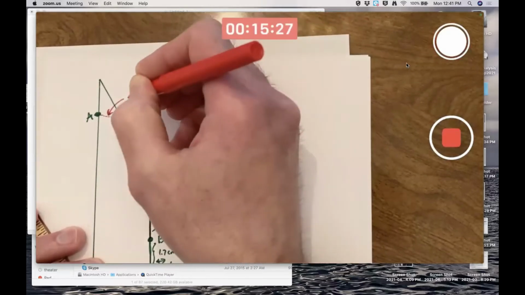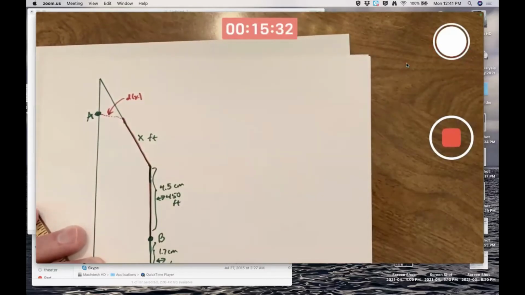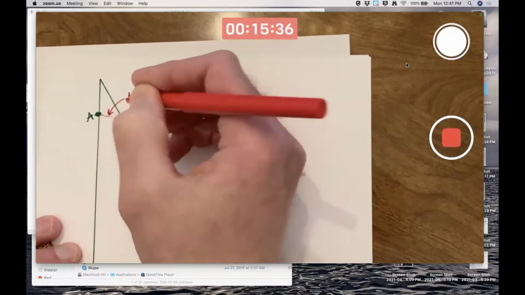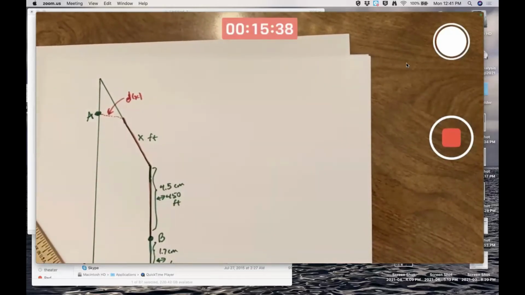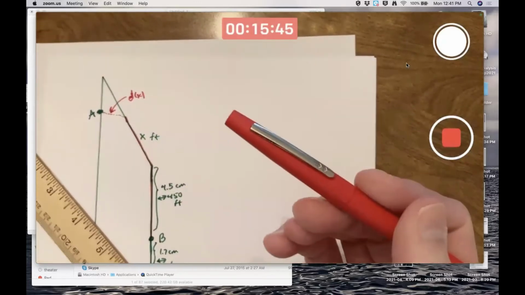What should I call it? Maybe, I don't know, d of x for a distance that depends on x. That might be something I could call it, d of x. A distance that depends on x, d for distance. How in the world am I going to figure out what d of x is?